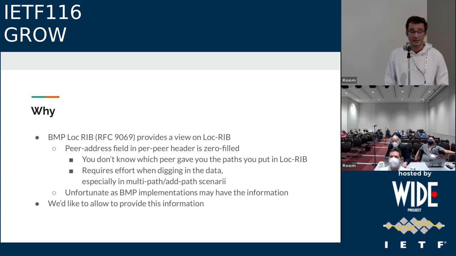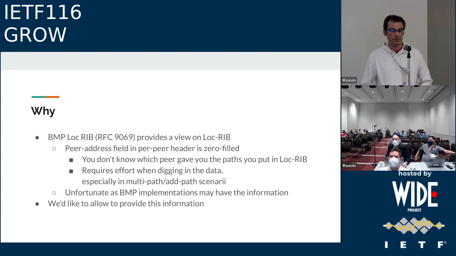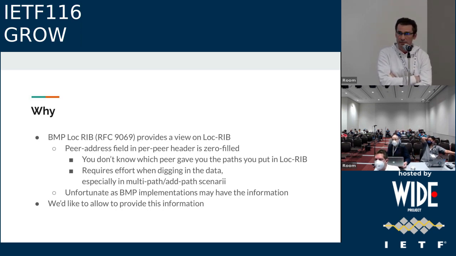So RFC 9069 provides a view on the lock rib, which is fine, but the peer address field is set to 0. We found it a bit unfortunate because that means that you know which path was installed, but you don't know who gave you that path. And the field is there, ready to be used, but 9069 says it must be 0. So when you're digging in your data, you have to do additional work to know where this path was coming from, and it's getting a bit messy. And when you're doing a multipath scenario, it gets even more difficult because you lose the path ID when you have add-path turned on, and it's getting a bit cumbersome.